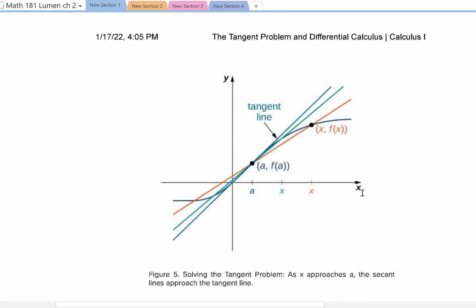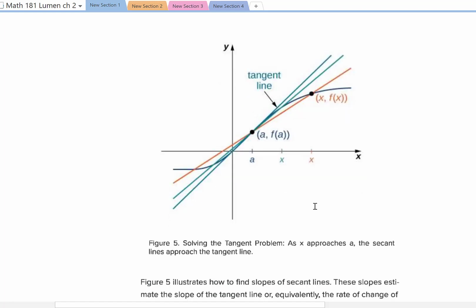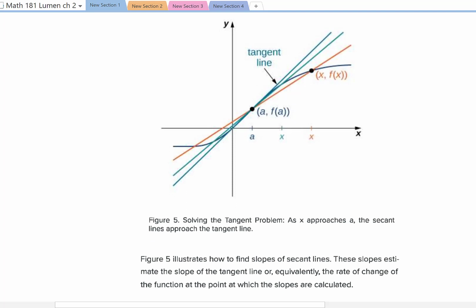And then if I move on to here, this line looks like a little bit bluer line than that blue-green line. That's your actual tangent line. And so the slope of that line would be the instantaneous rate of change at that point. So solving the tangent problem: as x approaches a, the secant line approaches the tangent line. So this starts marching closer and closer until we have just that single point.